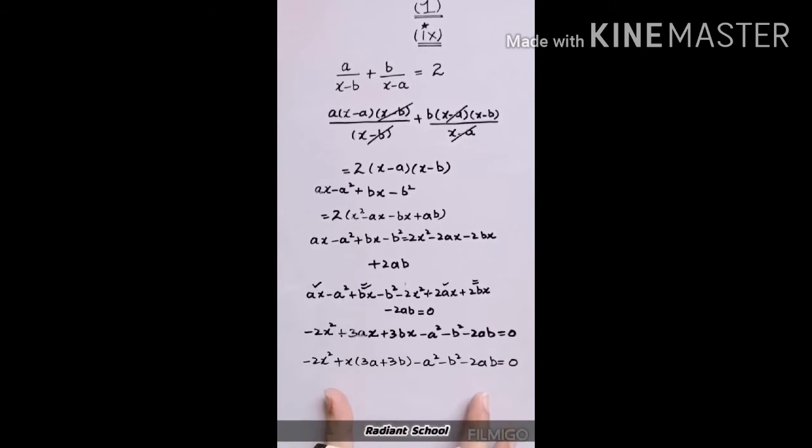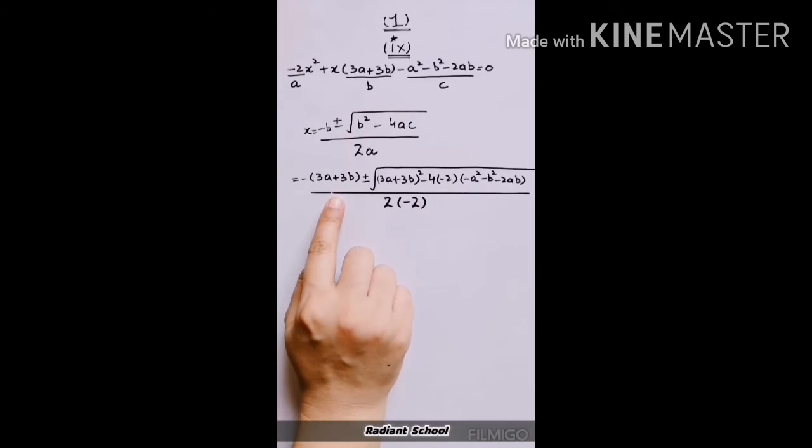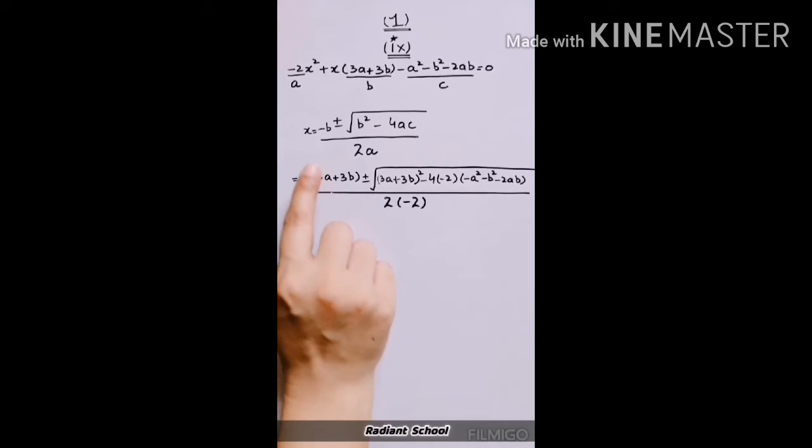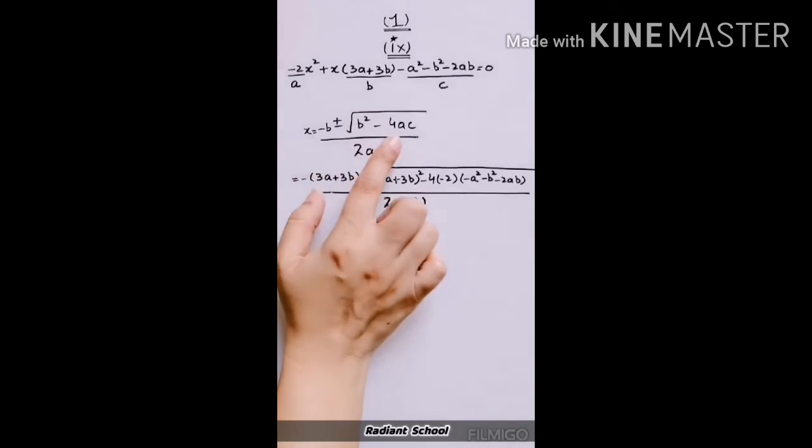Now it is a quadratic equation. This is your value of a. The coefficient of x is the value of b, and this complete constant minus a square minus b square minus 2ab is the value of c. Now we will put these values in the quadratic formula. Okay students, now I have put the values of a, b and c in the quadratic formula. Variable involved here is x, so I have taken the variable x here in the formula. X is equal to minus b plus minus square root of b square minus 4ac over 2a.